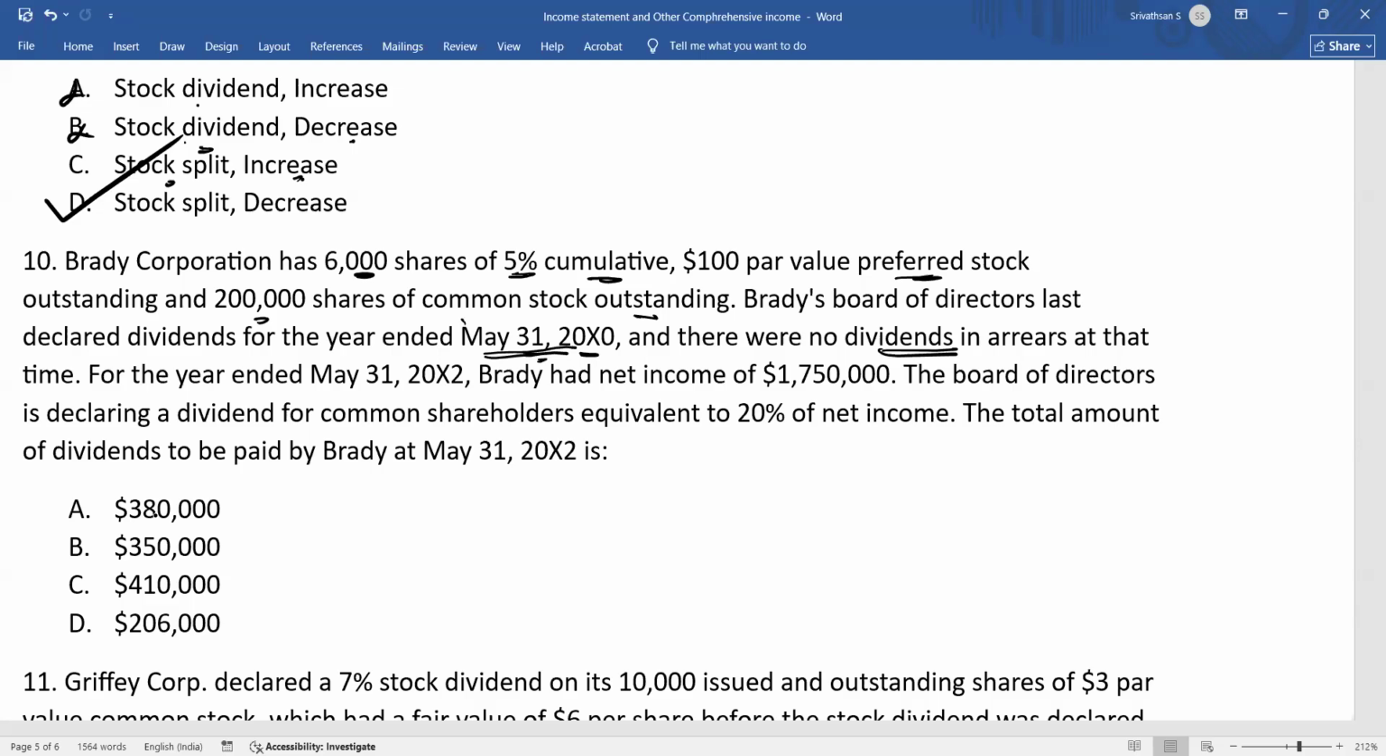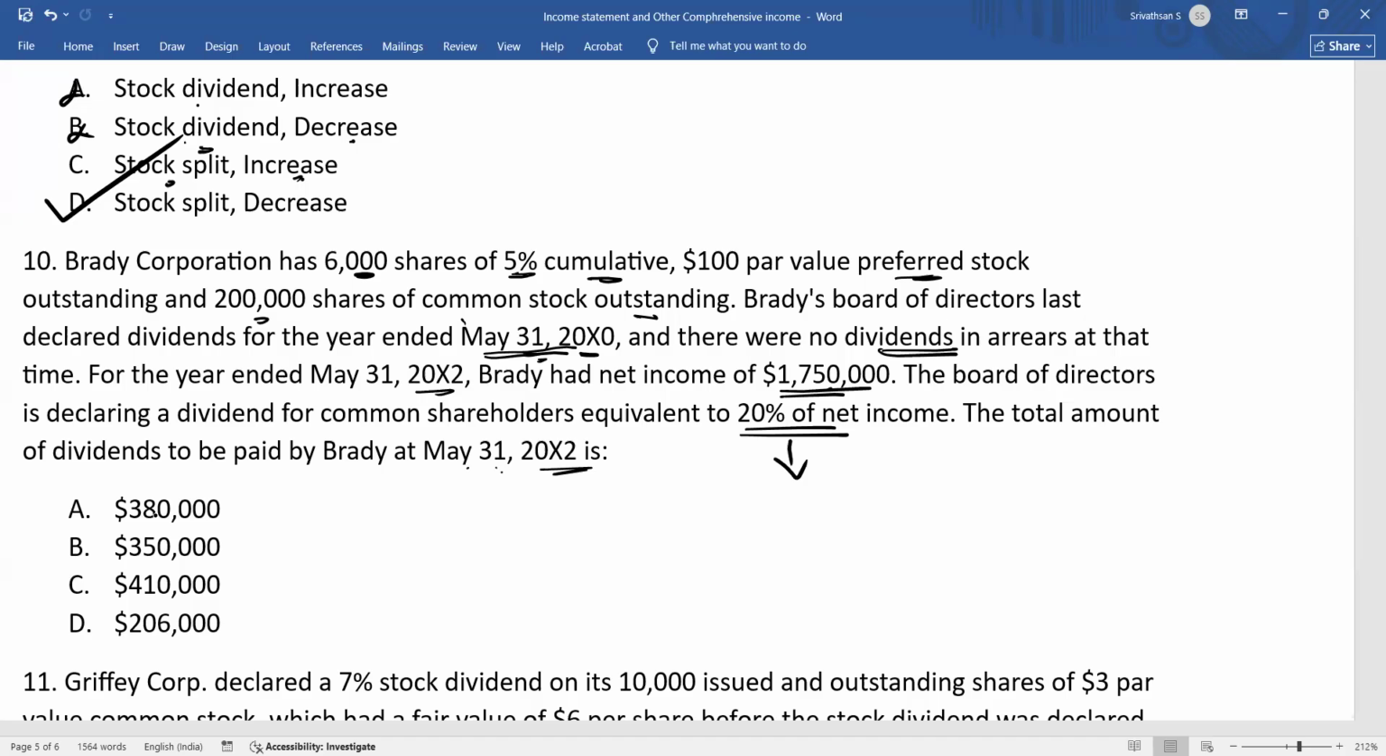For the year ended 31st May 2012, Brady had a net income of 17,50,000. The board of directors is declaring a dividend for common shareholders equivalent to 20% of net income. So this is the dividend that is going to be paid to the equity shareholders of the company. 20% of net income. So 17,50,000 into 20%. The total amount of dividend that is to be paid by Brady at 31st May 2012 is how much? That is what they are asking us to calculate.